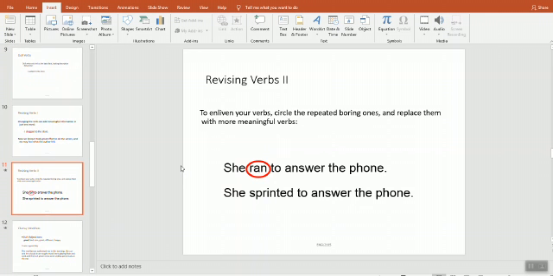Then another example: she ran to answer the phone. Instead of saying ran, we can replace it like: she sprinted to answer the phone. It's not that you will master these verbs overnight. You will obviously have to practice it. How can you practice? Once you have written the first draft of your descriptive essay, you can encircle the boring verbs and try to replace them with more meaningful verbs. How will you replace them? You will use a dictionary or a thesaurus. A thesaurus generally has synonyms of a word, and you will most probably find a synonym which will be suitable to your description.